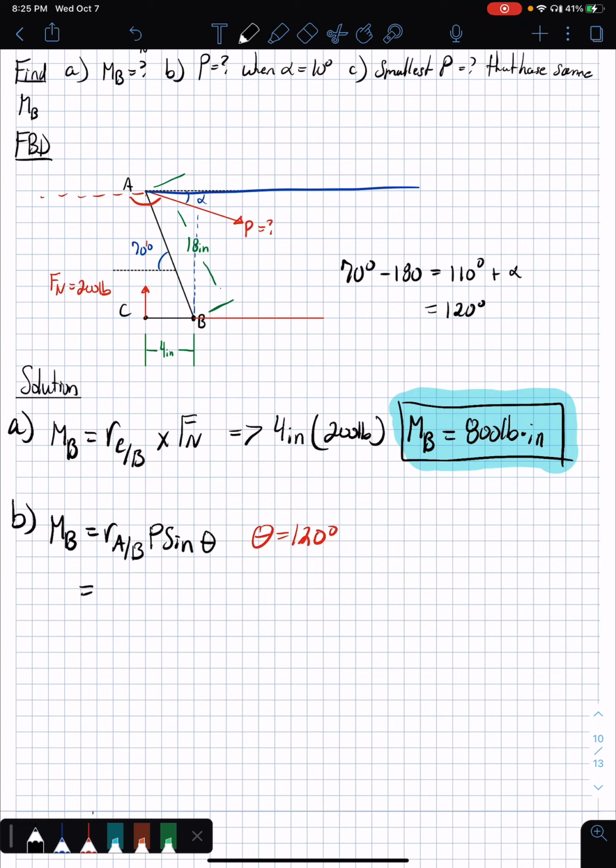We're going to have 18 inches this time times P sine of 120 degrees. We solved for our moment earlier, which is 800 pound-inches. Kind of hard to write in there. Solving for P, we find force P to equal 51.3 pounds.